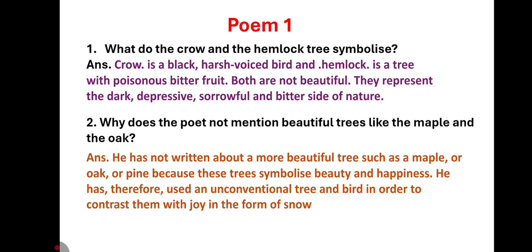Next, why does the poet not mention beautiful trees like the maple and the oak? He has not written about the more beautiful trees such as the maple, oak or pine because these trees symbolize beauty and happiness. He has therefore used unconventional trees and birds in order to contrast them with joy in the form of snow.